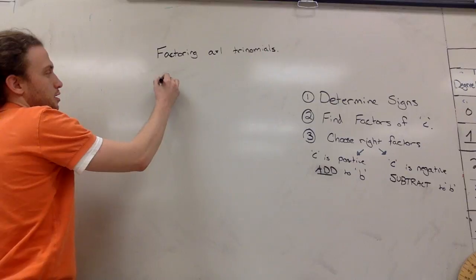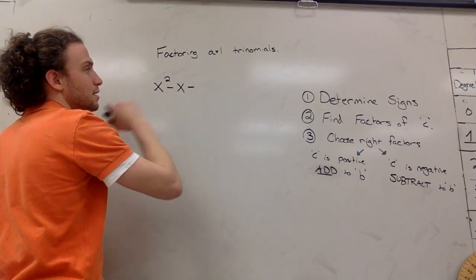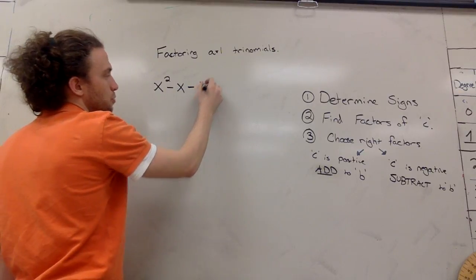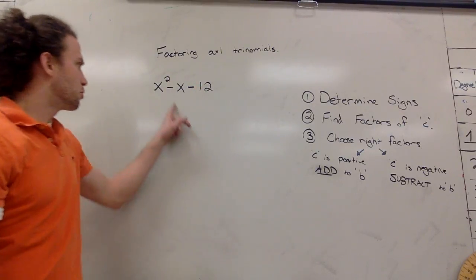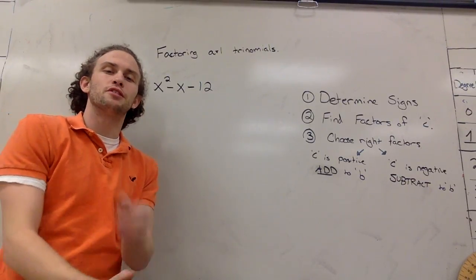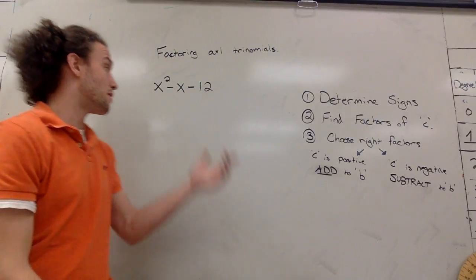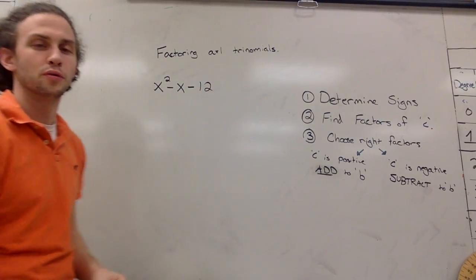So if I have something like this, x squared minus x minus, we'll go with something easy, 12. Now, you look at this and you're like, well, there's no number in front of this x. That's fine. But the coefficient there is definitely a -1. We have a negative value. It's just not shown. We don't have to write those ones in front of these variables.